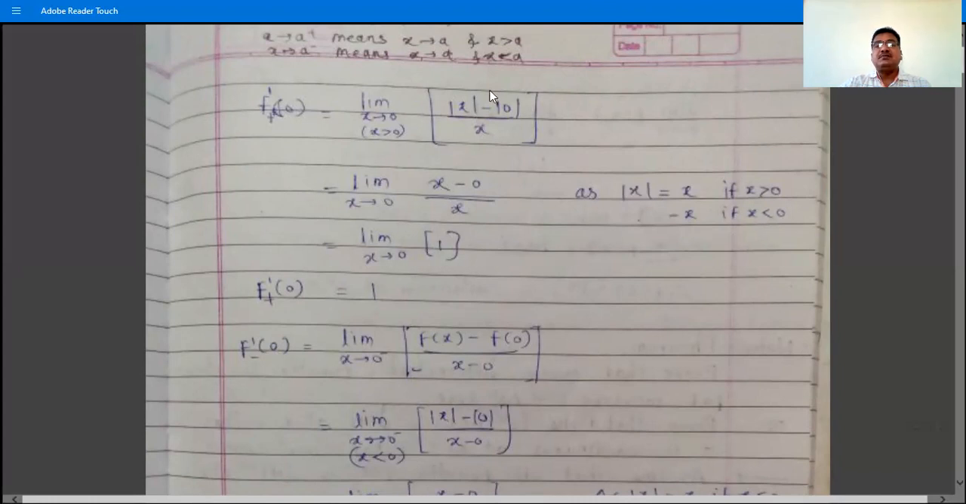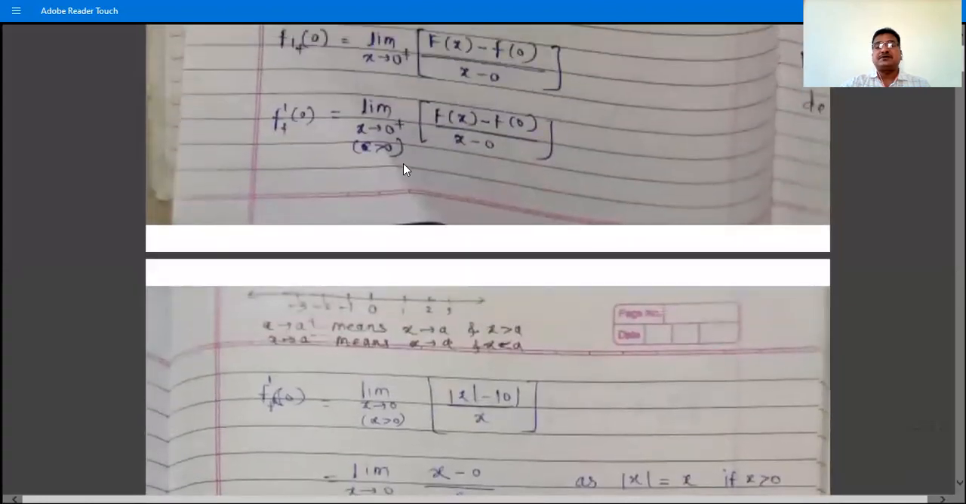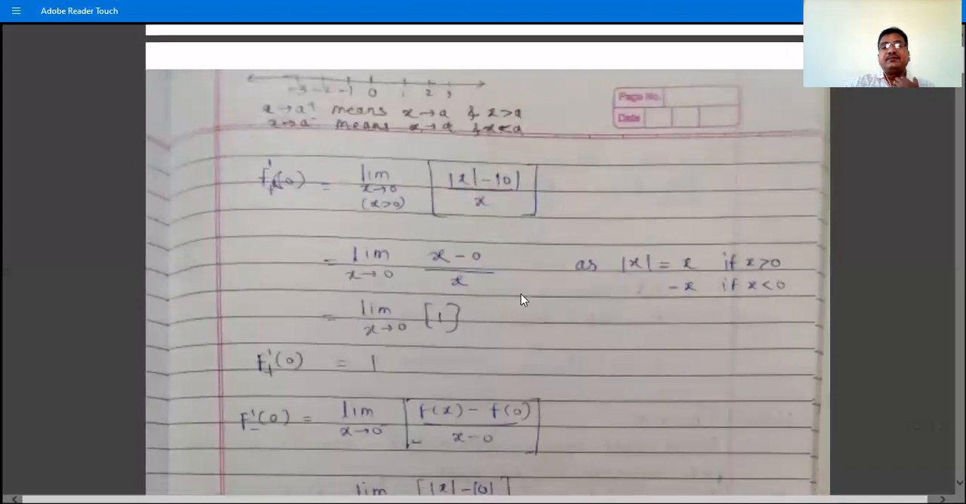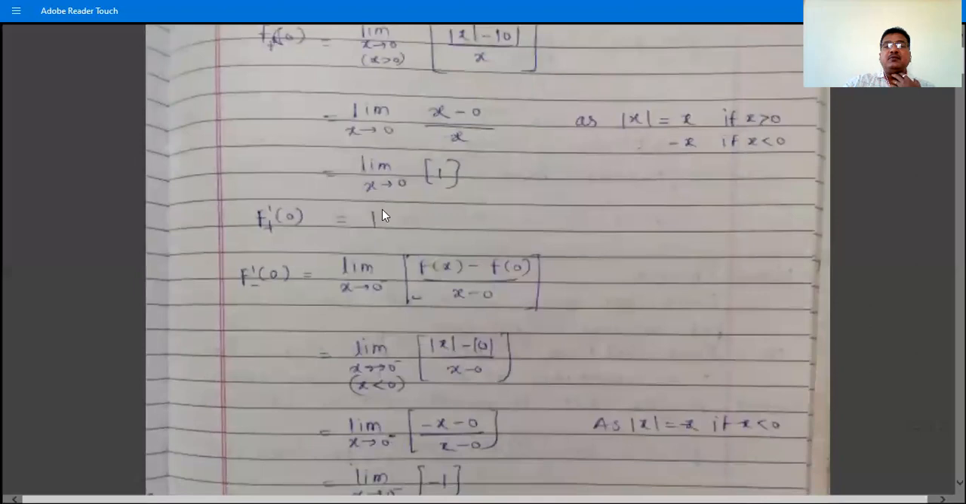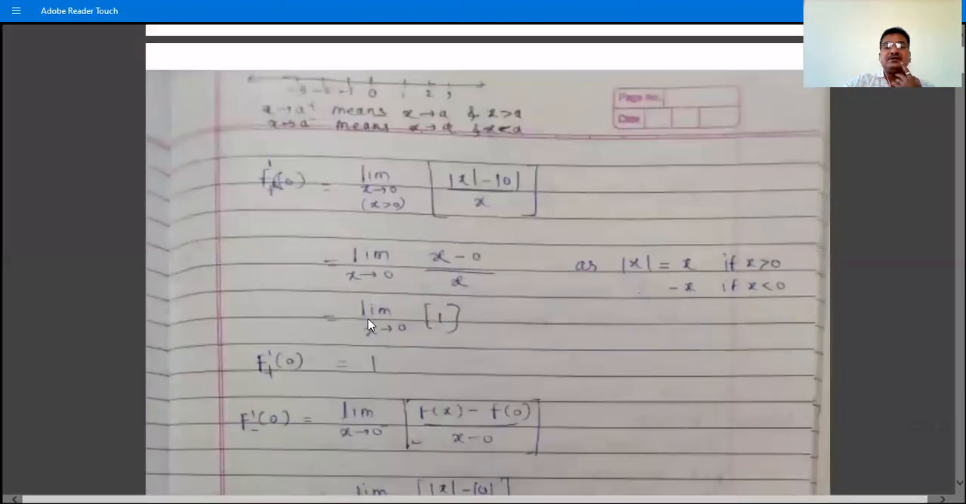So here the value of mod x is now x because x is greater than 0. Why is x greater than 0? Because x tends to 0 plus means x is greater than 0. And so mod x is x, and x by x is 1, and the limit of 1 is 1. So the right hand derivative, that is f dash 0 plus, is 1.